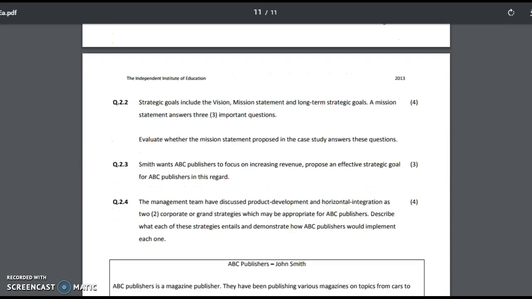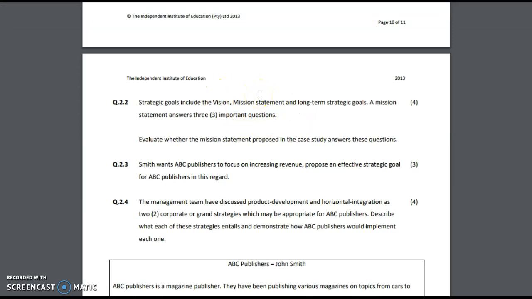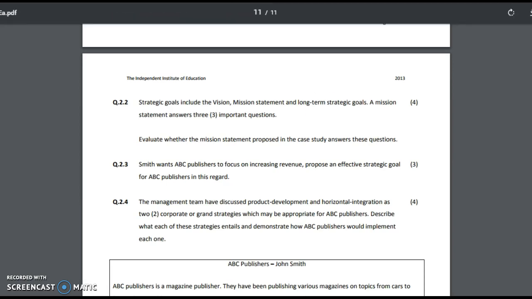Then when we're looking at question 2.2, it says evaluate whether the mission statement proposed answers these questions. So again, you can't say yes it does because it's for 4 marks. You need to say yes it does because, or no it doesn't because, whichever is your answer for that question.